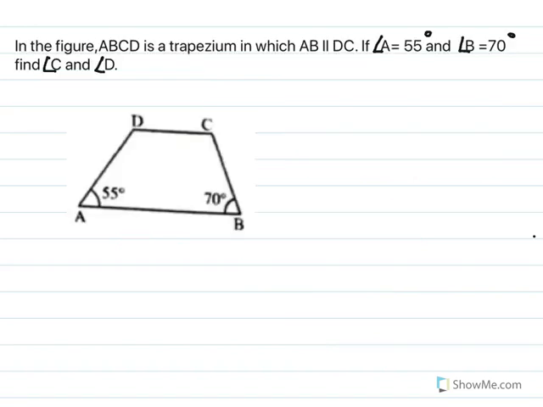In the figure, ABCD is a trapezium in which AB is parallel to DC. Angle A is 55, angle B is 70. Find angles C and D. So in a trapezium, the opposite lines here are parallel. So this is parallel, so we'll use co-interior angles.